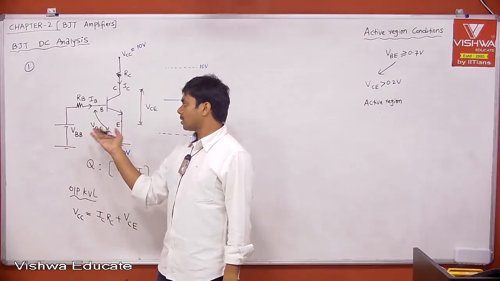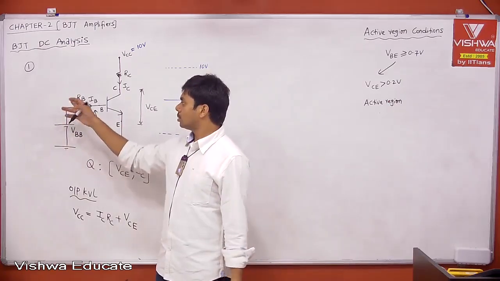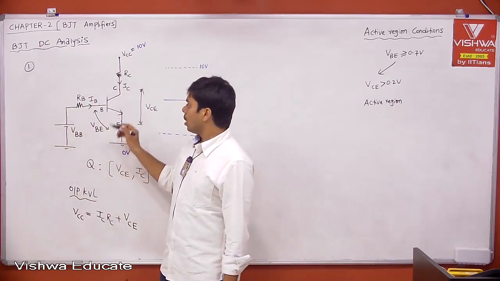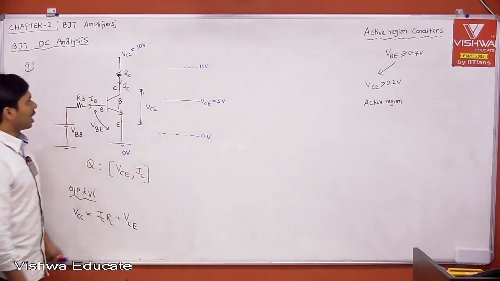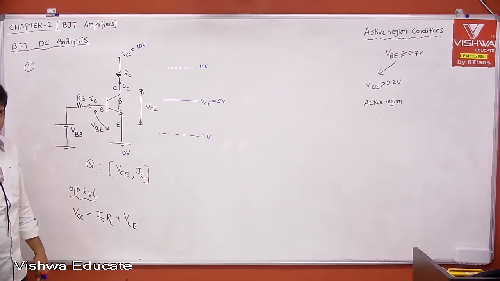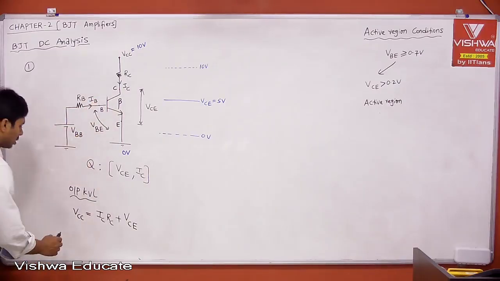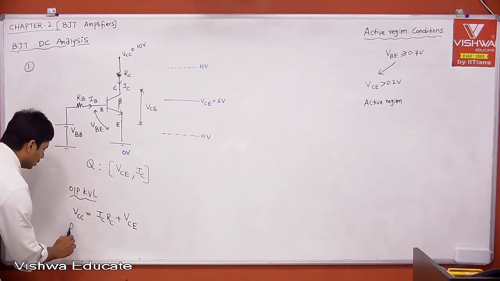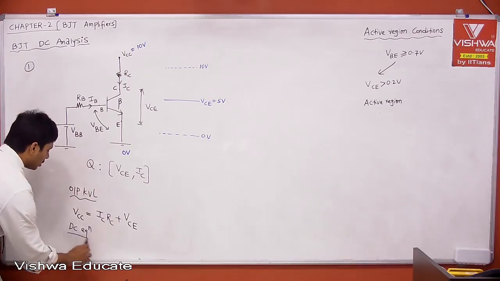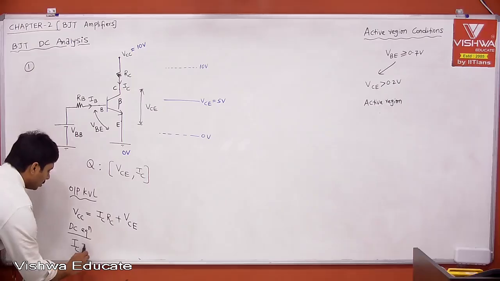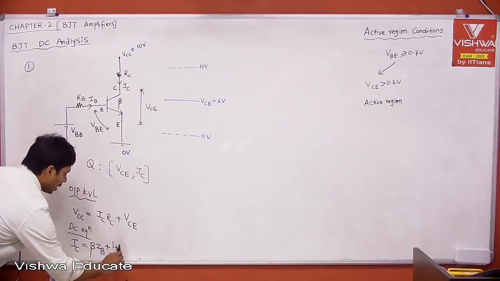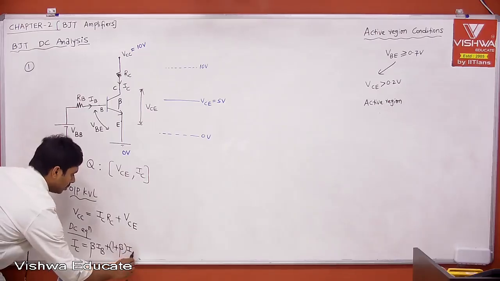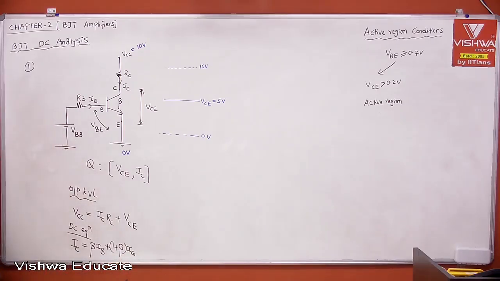You know VBE 0.7, VBB is known to you, RB is known to you. We can calculate IB or not. Once you know IB, then can't you calculate IC? Yes, we know IC, right? Therefore, what is that IC? IC is equal to, and the DC equation. What is DC equation? IC is equal to beta into IB plus 1 plus beta into ICBO or IC naught. This is what your DC equation.